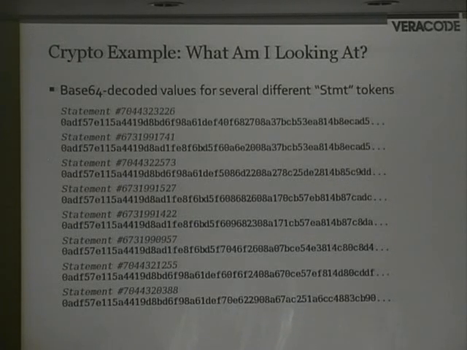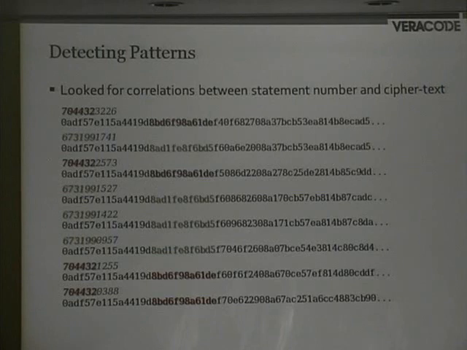So we gathered a bunch of these together and took the known. So this is a known plaintext, right? We know what's probably being encrypted. It's probably the statement number, and then we know what the ciphertext is because it was present in the URL that you clicked on. So we started to look for some correlations between the statement number and the ciphertext. And again, this is after the base64 decode, which is probably obvious. This is just the hex representation of those same tokens.